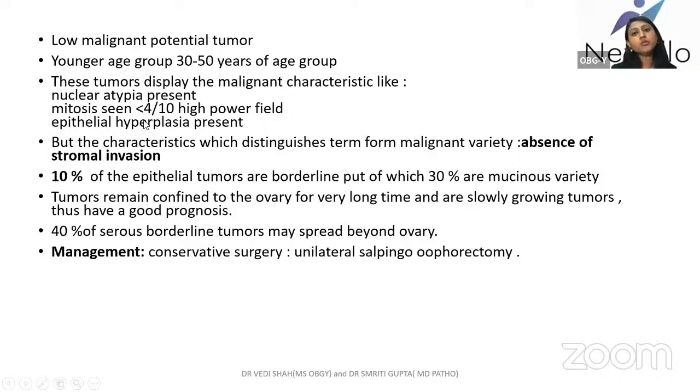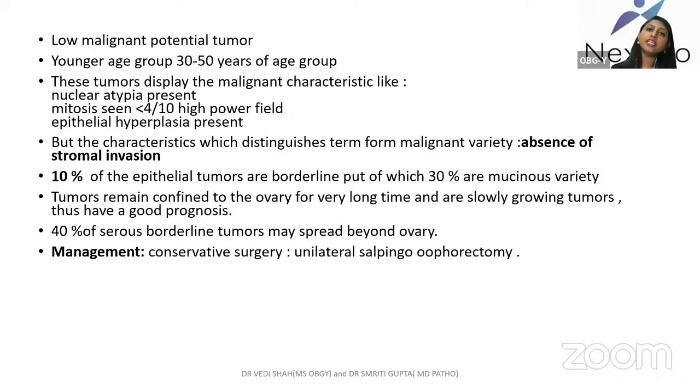10% of the epithelial tumors are going to be borderline, and of those, 30% are going to be the mucinous variety. The tumors remain confined to the ovary for a very long period of time because they do not show stromal invasion, they are slowly growing tumors, and they have a relatively good prognosis.